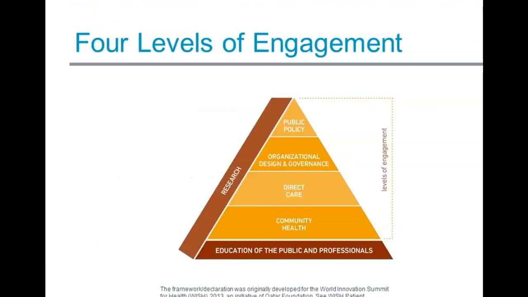And when we talk about different levels of engagement, you can see in this framework from WISH, the World Innovation Summit for Health, there are different levels where patients can be engaged. So at the community level, certainly at the direct care level, in terms of things like shared decision making, at the organizational level, in terms of the unit level or hospital or health system level, at the governance level, and at the public policy level, thinking about patients on national policy committees, et cetera, and then certainly along the research continuum as well.